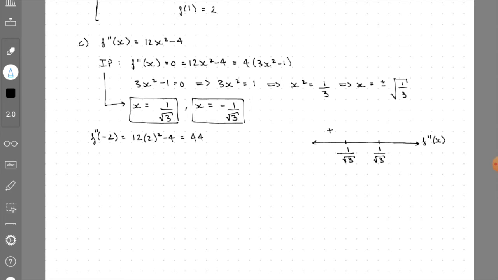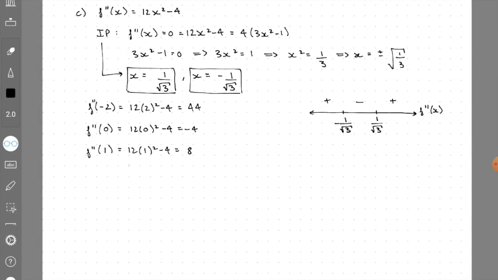I'm going to put a plus sign right here. Then we're going to pick a number that's between negative 1 over square root of 3 and 1 over square root of 3. I'm going to pick 0. It's easy. So it's going to be 12 times 0 minus 4, which is minus 4. So it's going to be a negative. And finally, let's pick 1. Why not? So 12 times 1 squared minus 4. That's going to be 12 minus 4, right? Okay, so that's going to be 8. That's positive.